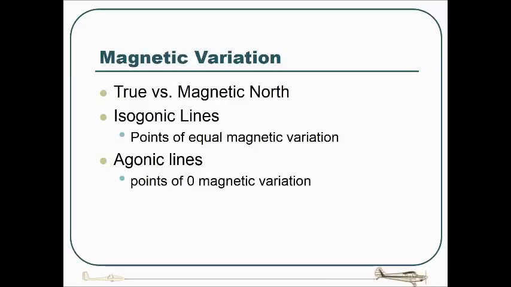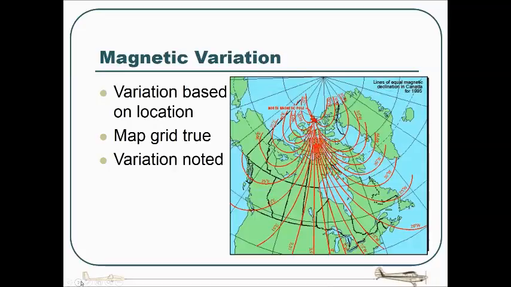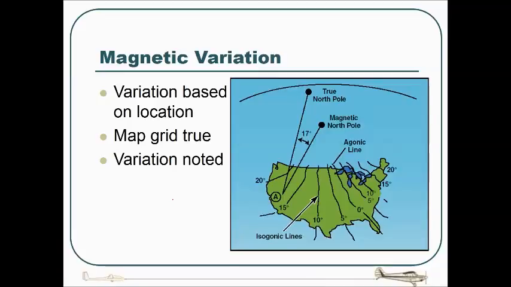Now, the other big challenge that we face is true north versus magnetic north. And this is where things like isogonic and agonic lines appear on maps. The reason for this is that true north, which is the physical pole, is up here, at the top of the globe. Magnetic north is offset from it, and depending upon where you are, you're going to have a difference, in this example 17 degrees, where your compass is going to point towards magnetic north, but true north is going to be over here.